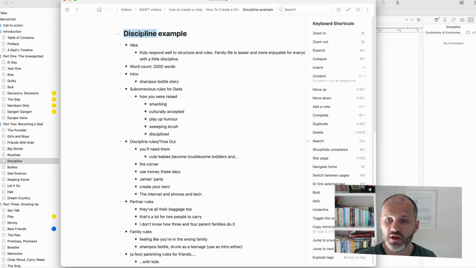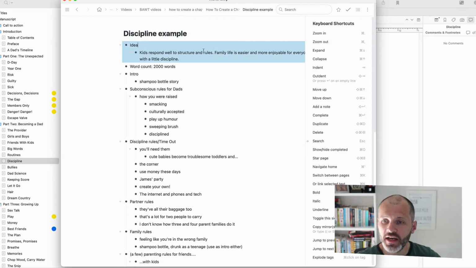At one point this was called the rules, but I put all the chapter outlines into a master document and then renamed them. I have the controlling idea for this particular chapter about how kids respond well to structure and rules. I have the word count. Obviously I went a bit over that. In the introduction, I refer to a personal story to illustrate my point. This doesn't make sense, I guess, to anybody who's reading the outline, but it was kind of a writing prompt for me of a personal story that illustrates parental discipline I was able to draw upon.